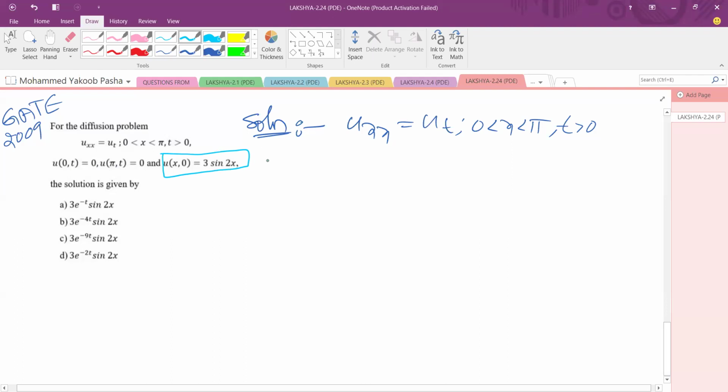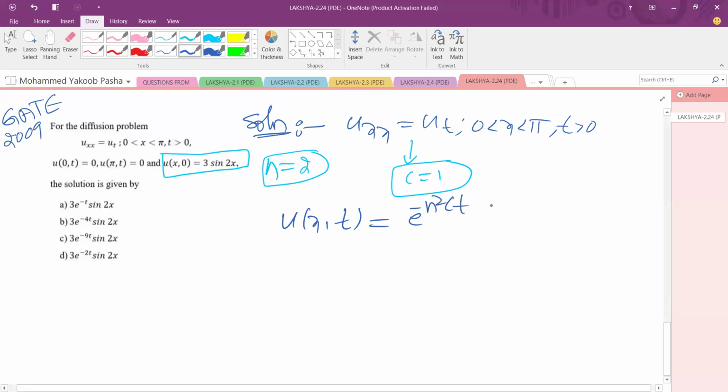So first write the n value. Here n = 2. Therefore we can write the general solution, and from this we can write the c value, that is c = 1. We compare the given equation with u_t = u_xx, and from this we get c = 1, and from u(x, 0) = 3 sin 2x, we get n = 2. Now write the general solution u(x, t) = e to the power of −n²ct into the function.